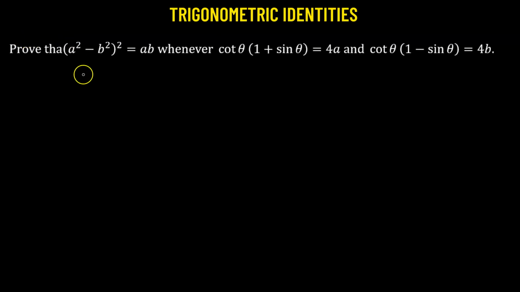In this problem, we need to prove that (a squared minus b squared) whole squared equals ab whenever we have these two equations. So let's begin. First, we'll note down whatever is being provided to us.